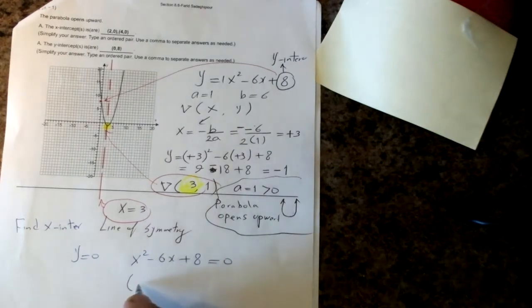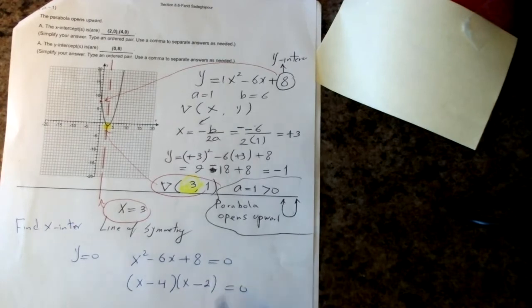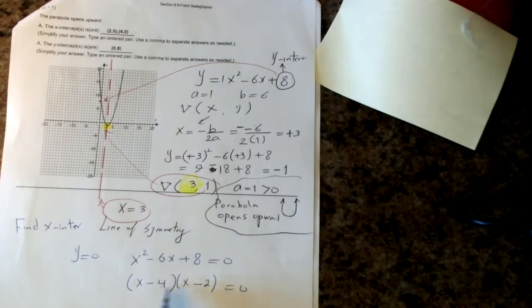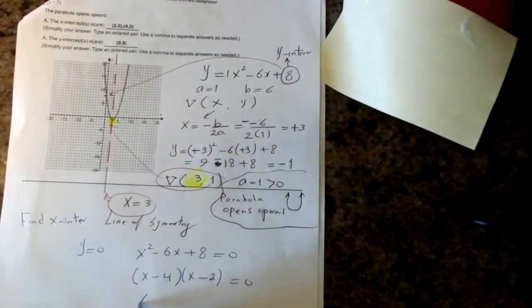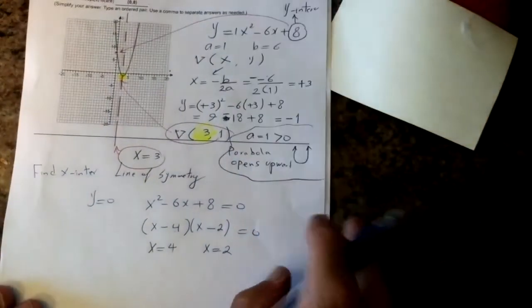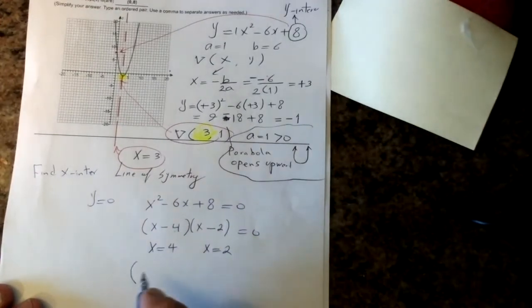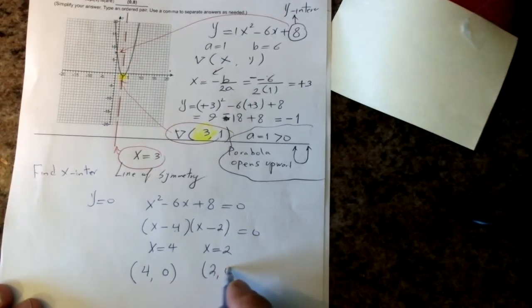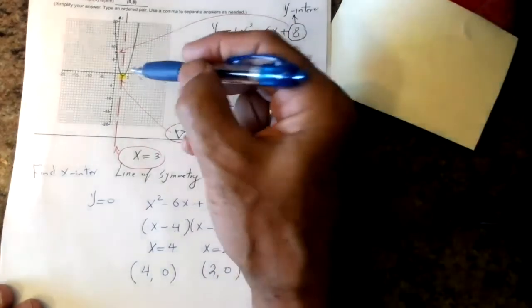You could either use the quadratic formula or factoring. If I want to use factoring, I need to find two numbers that, when you multiply, give me positive 8, and when you add algebraically, give you 6. And these are 4 and 2, so x is negative 4 and x is negative 2. So there are two x-intercepts, 4, 0 and 2, 0. These are these 2 points here.